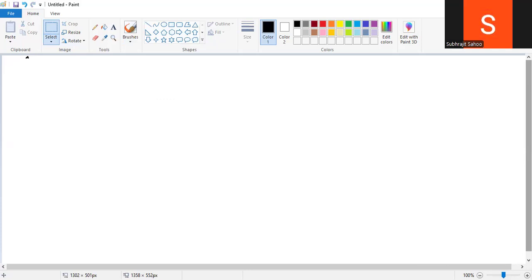Okay, diagram for Carnot cycle, not reversed Carnot cycle, right? Carnot cycle. So to construct this Carnot cycle, let me draw the PV diagram first. Pressure, this is pressure and volume.